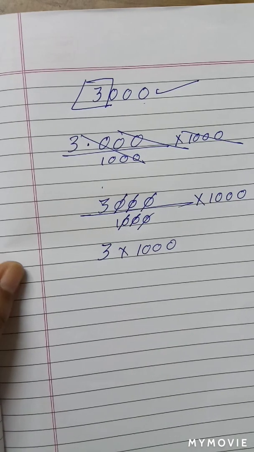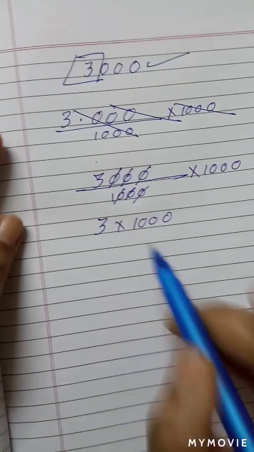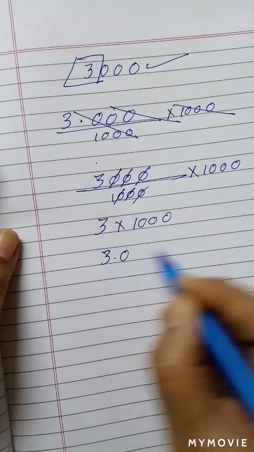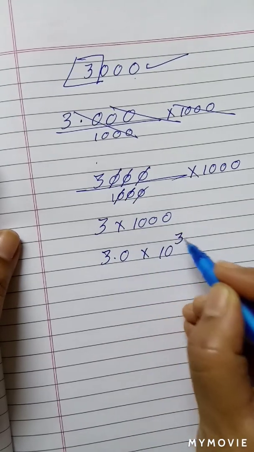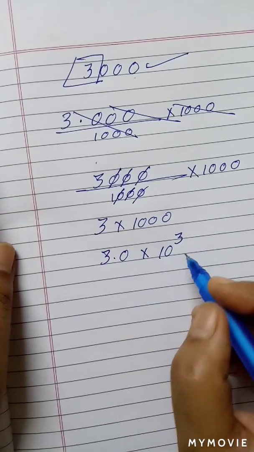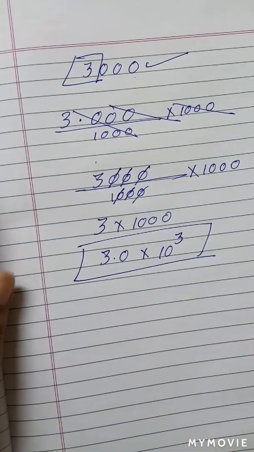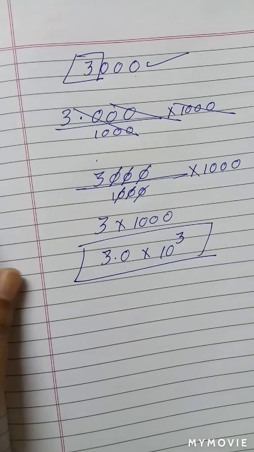So what's the big deal? What is it that is different that we did? Well, we can express it as 3.0 into 10 to the power 3. 1000 is nothing but 10 to the power 3. Now this is the standard form of expressing very large numbers.